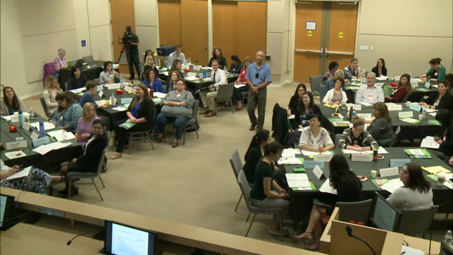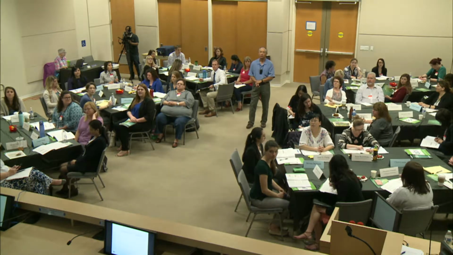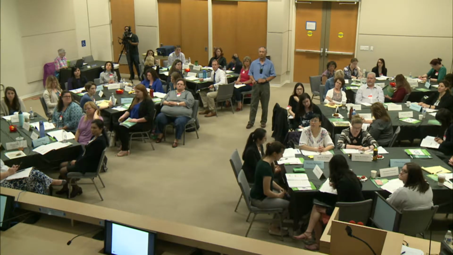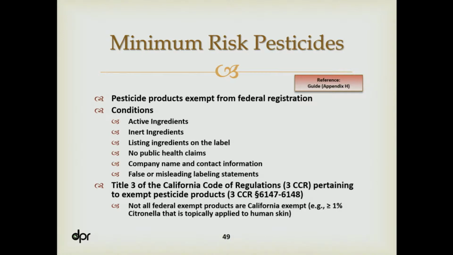Again, that's a section within FIFRA. But there are some conditions, dealing with the active ingredients and the listing of the ingredients on the label. So there are some criteria there that it has to comply with. And again, it's dealing with the Section 3 CC&Rs pertaining to exempt pesticide products too. We do have regulations that are a little bit outside federal. In this case, if it's greater than 1% citronella, then that product would require registration here in California.